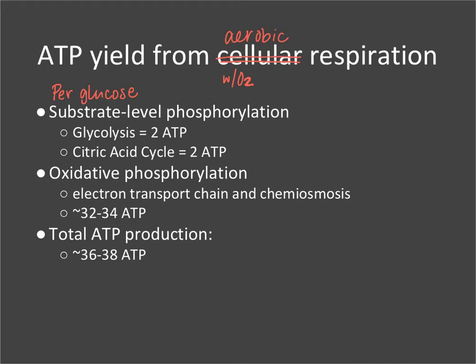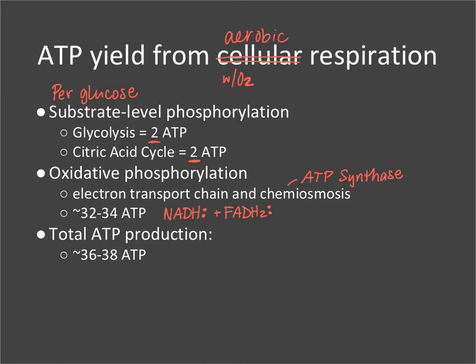So during glycolysis, we made 2 ATP. We actually made 4, but remember we had to invest 2, so we end up with a profit of 2 ATP. During the citric acid cycle, we made an additional 2 ATP. Now, the real payoff happens during oxidative phosphorylation, where remember the NADH with the electrons and the FADH2 with the electrons go through the electron transport chain and chemiosmosis. Remember, during chemiosmosis, we had that enzyme called ATP synthase.